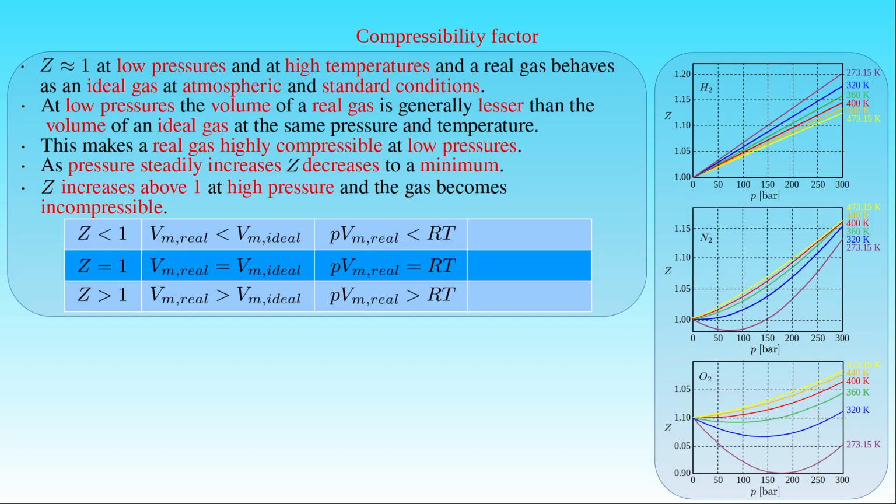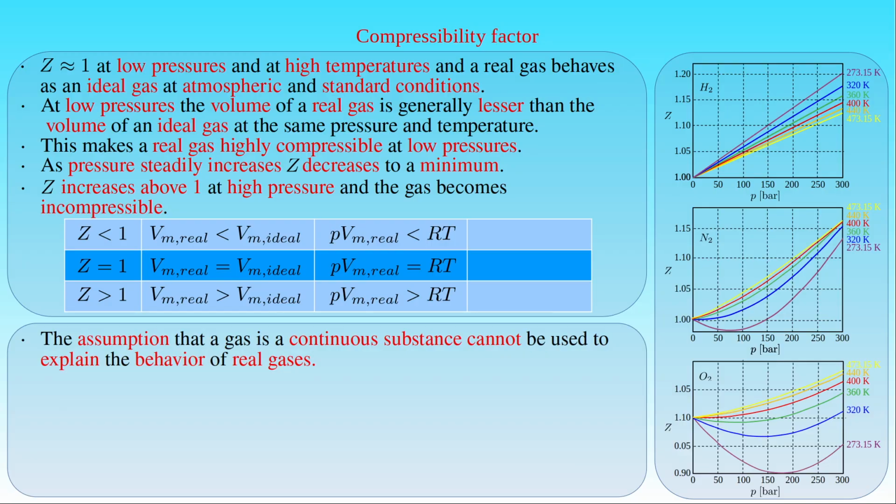Based on these findings, we conclude that the fundamental assumption made on gases at the beginning of our study on thermodynamics, stating that a gas is a continuous substance, is not tenable, and it cannot be used to completely explain the behavior of real gases. In fact, the idea that a gas is not a mere continuous medium was already smuggled into our discussion when we started to use the amount of matter measured in moles as one of the properties of gases.